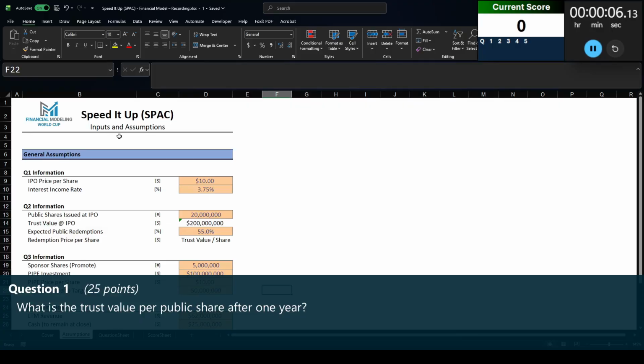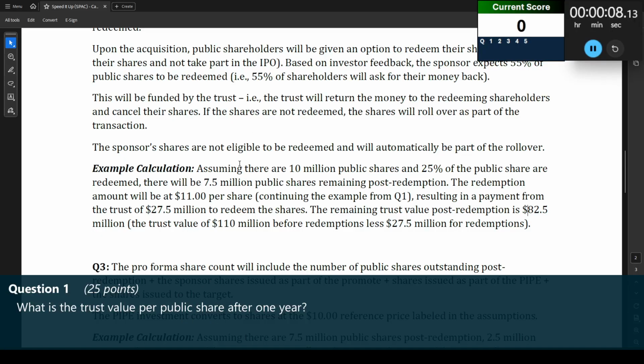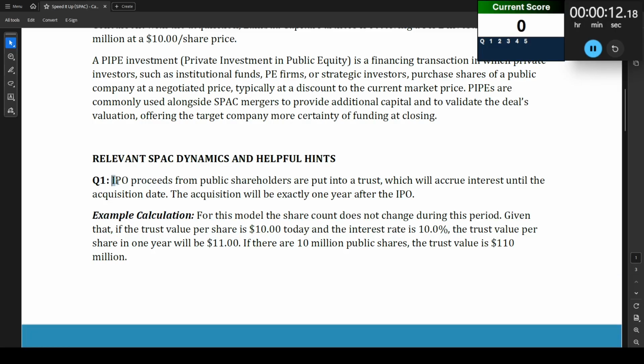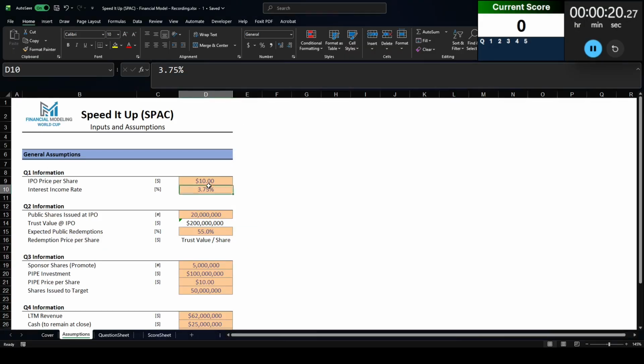So if I go back to this assumption sheet and I go to the instructions, because the instructions also has hints for every question. So question 1, IPO proceeds from public shareholders are put into a trust which will accrue interest until the acquisition date. The acquisition will be exactly 1 year after the IPO. Right, so that is the amount that was put in.